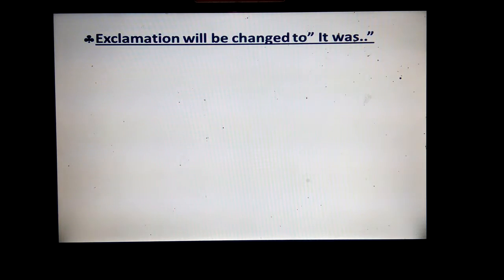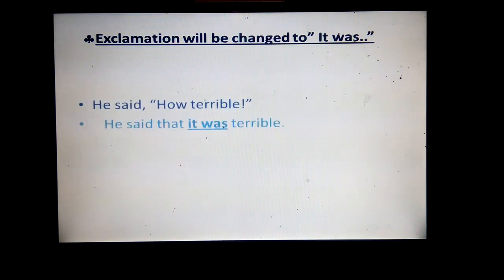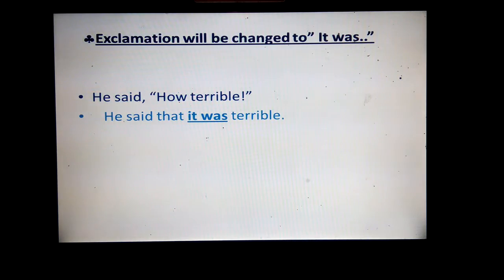He exclaimed. The exclamation will be changed to "it was". When I have an exclamation, I use "it was" instead. He said, "How terrible!", something very terrible. So: he said that it was terrible.